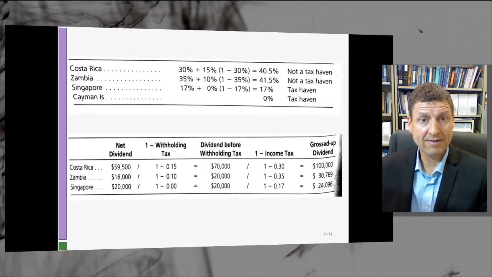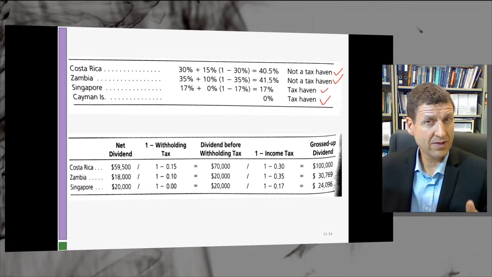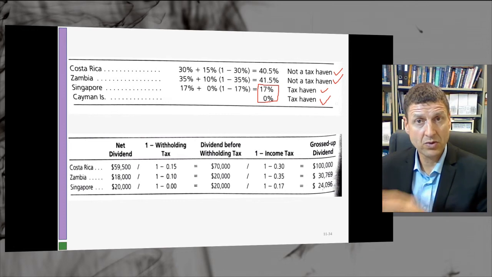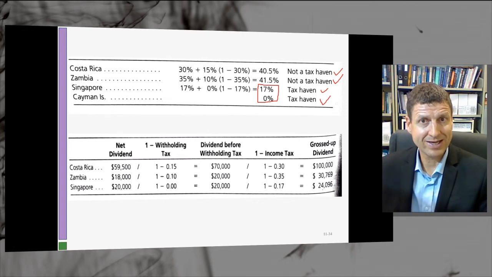And so we can have these calculations of the subpart F income. Costa Rica and Zambia are okay because they're not a tax haven, but Singapore and Cayman Islands are deemed to be a tax haven only from the point of view that their taxes are relatively very, very low. It's not because they're good or bad people, it's just that the tax rate is low.